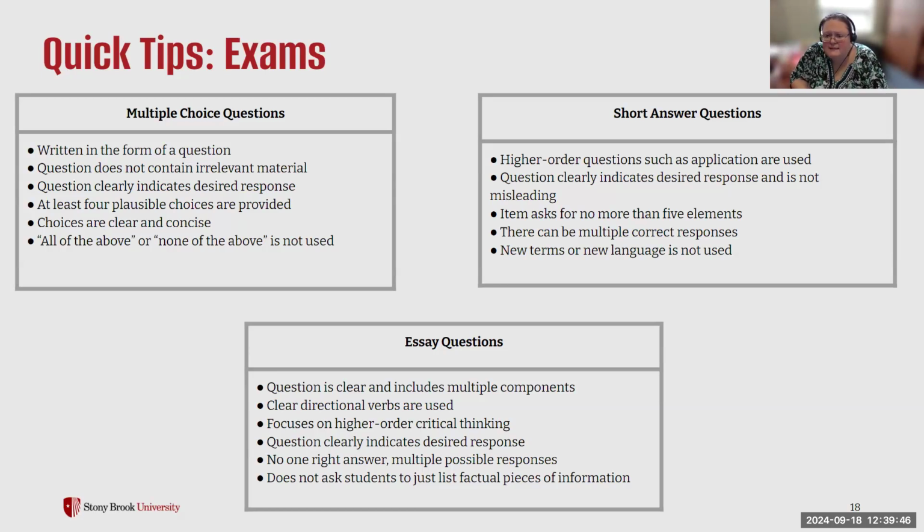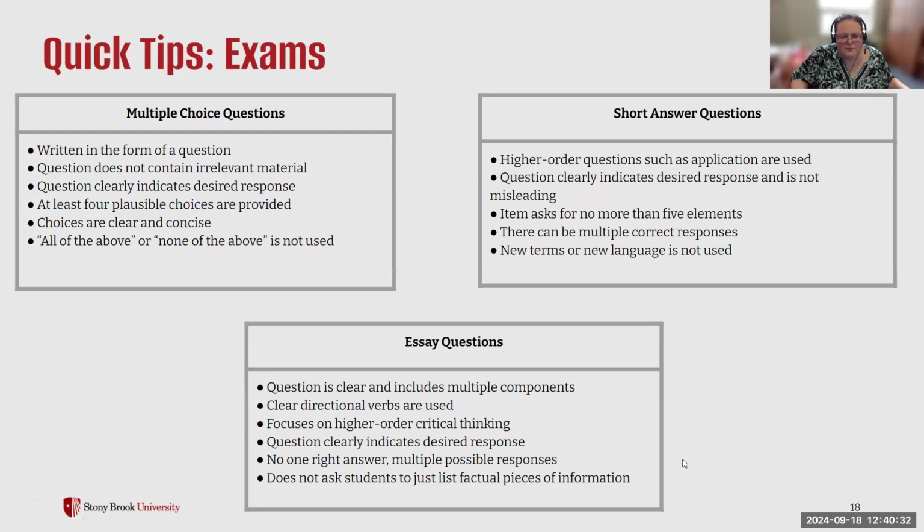Now, short answer responses, even though there's a desired way to approach the question, there can be multiple correct ways of responding. So short answer questions fall into that subjective category, right? There's not necessarily one right answer. And so keep that in mind, that you would need people grading the material that have knowledge of the topic. New terms or new language not used, right? So within your questions, you shouldn't be introducing new terminology that wasn't introduced in the course or in the readings or in the course content in some way.